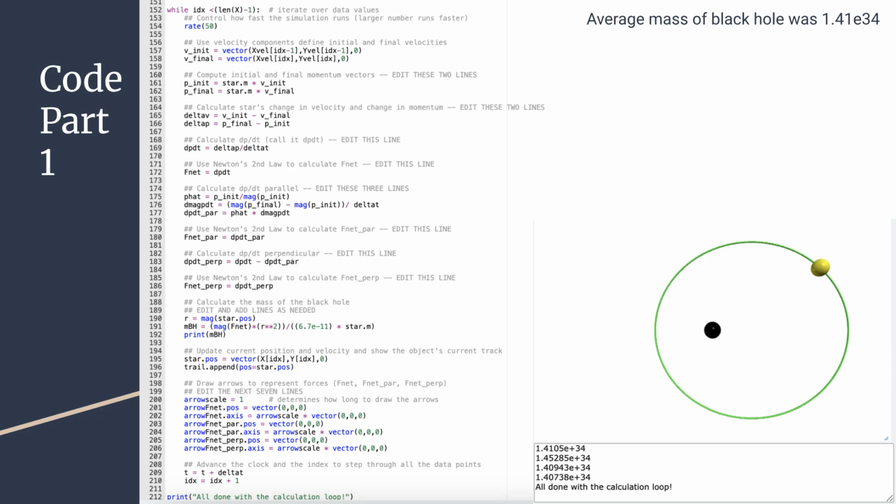And so then on to calculating the mass of the black hole. We ended up calculating the mass of the black hole at each step of the orbit. So to determine the actual mass, we had to take the average at each step around the orbit. And for the average mass of the black hole, we got 1.41 times 10 to the 34th.